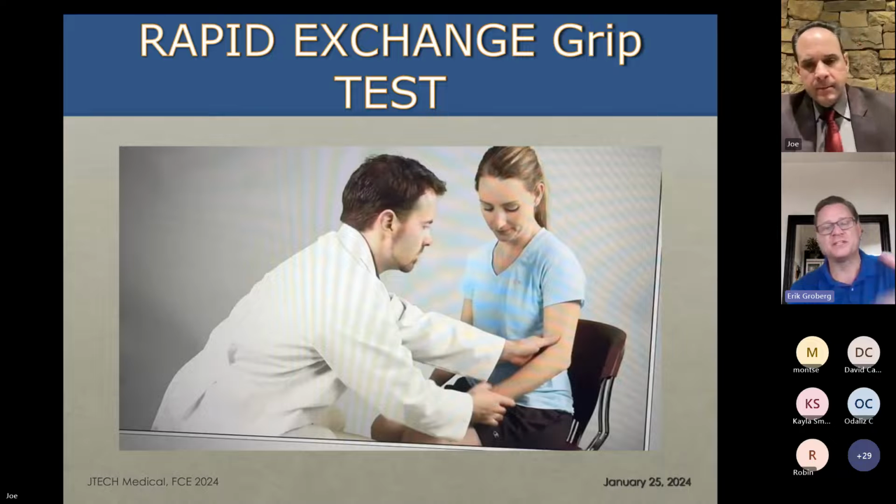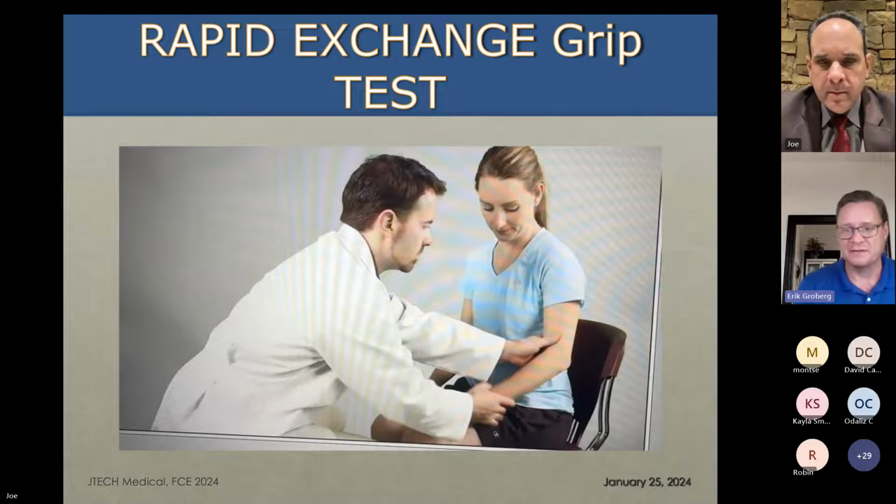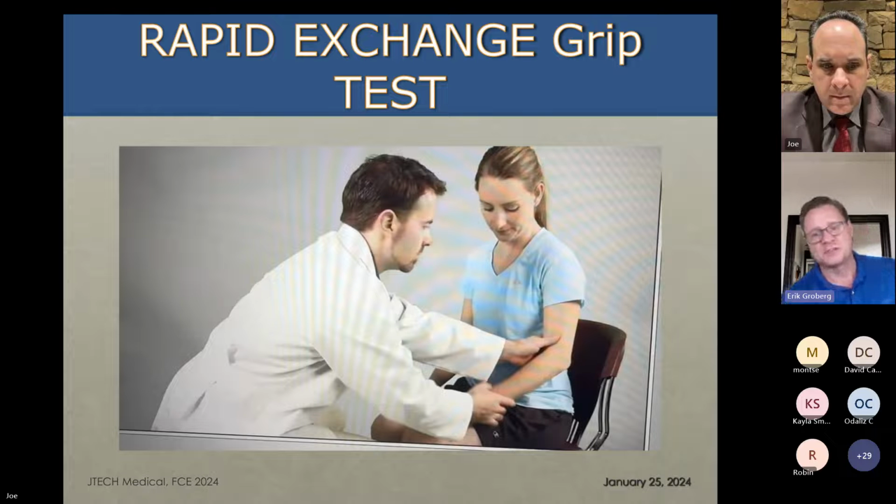And then the REG test, rapid exchange, is a follow-up to that. And the idea is you're passing that gauge very quickly from one hand to the next. So they're not really having a chance to exert full force, whereas in the 5-position grip test, they got a couple seconds to squeeze on it.